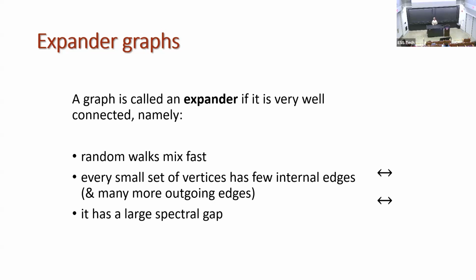And these definitions are equivalent, and they're also equivalent to another definition which says, look at the adjacency matrix of this graph, look at the eigenvectors, and there's a good spectral gap between the top eigenvalue and the one after that. But I'm not going to get into this kind of technical detail.